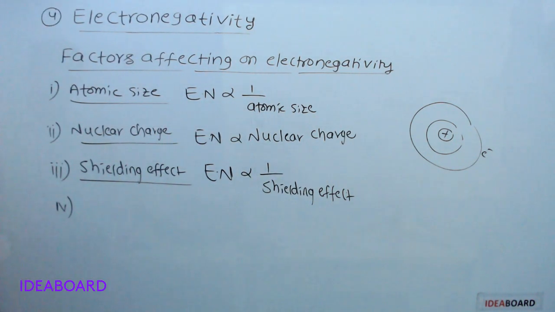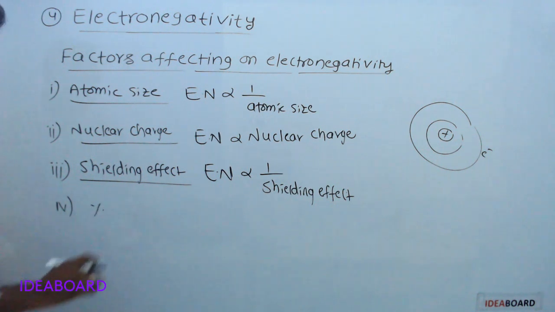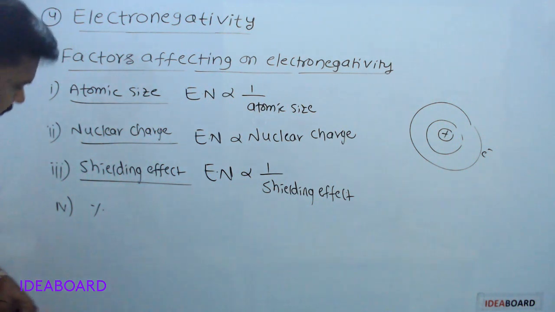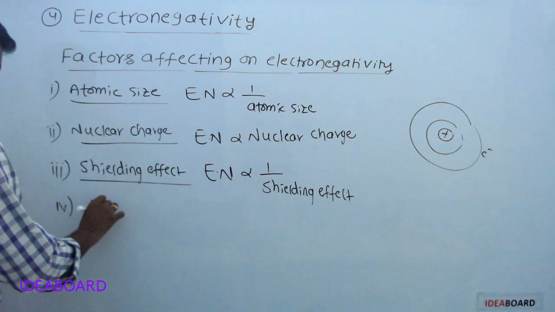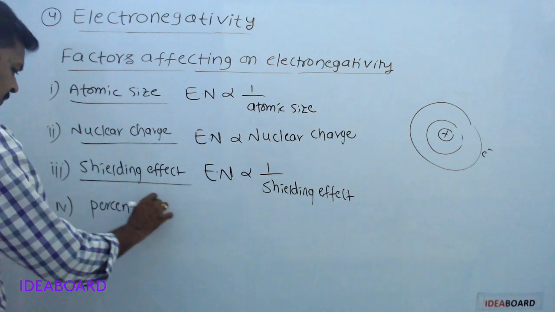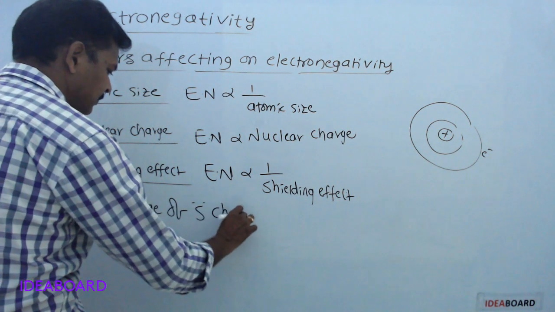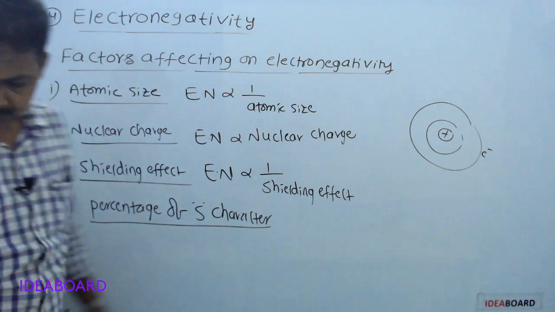Next, the fourth factor. First one is atomic size, second is nuclear charge, third is shielding effect, and fourth is percentage of s character. Electronegativity is directly proportional to the percentage of s character.